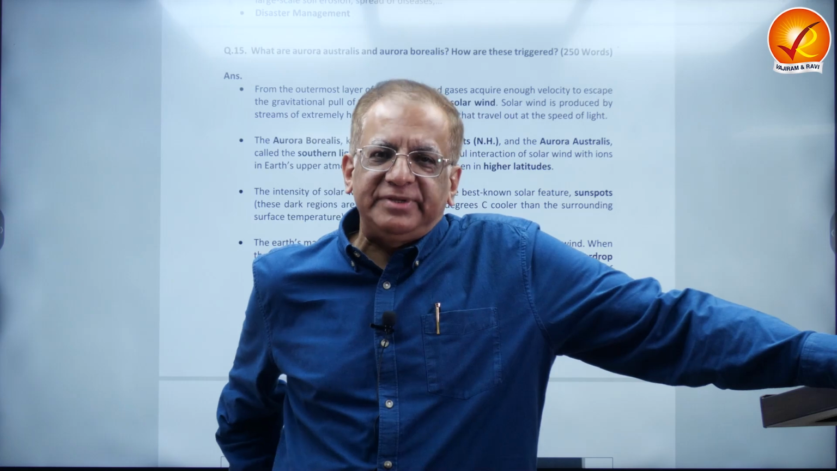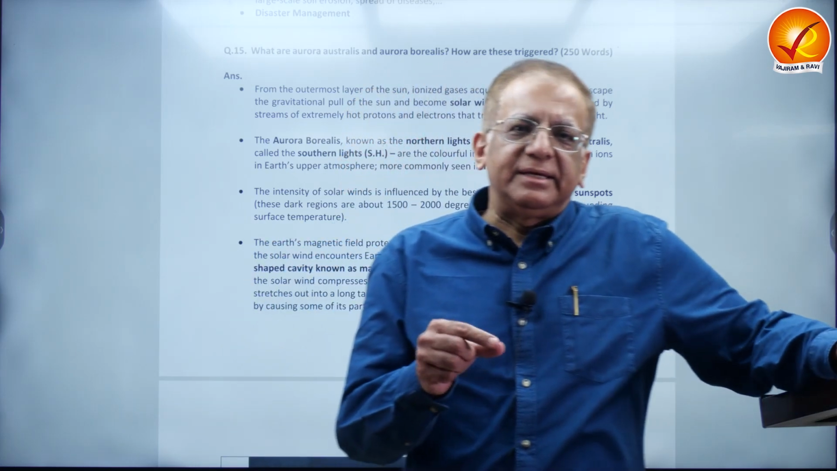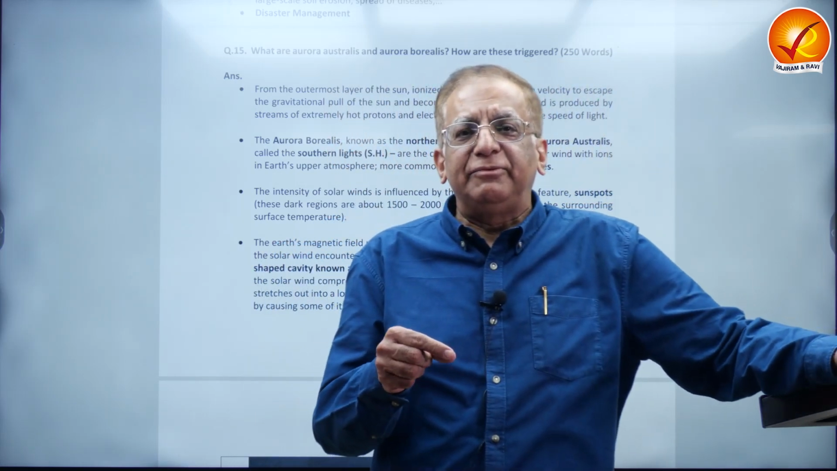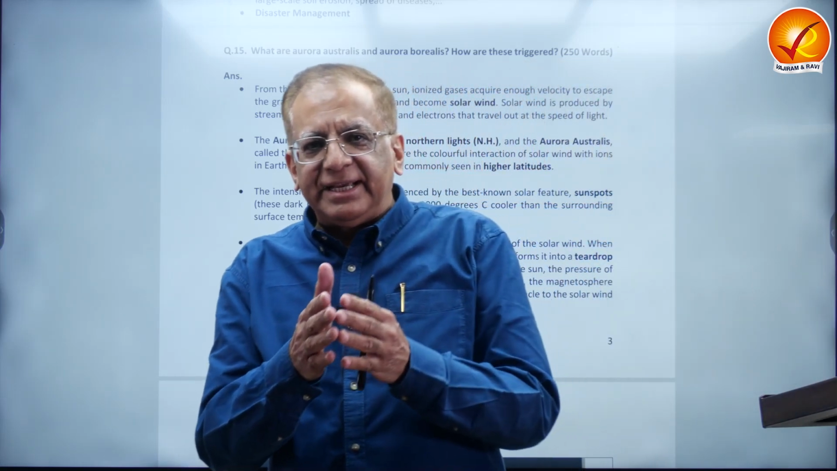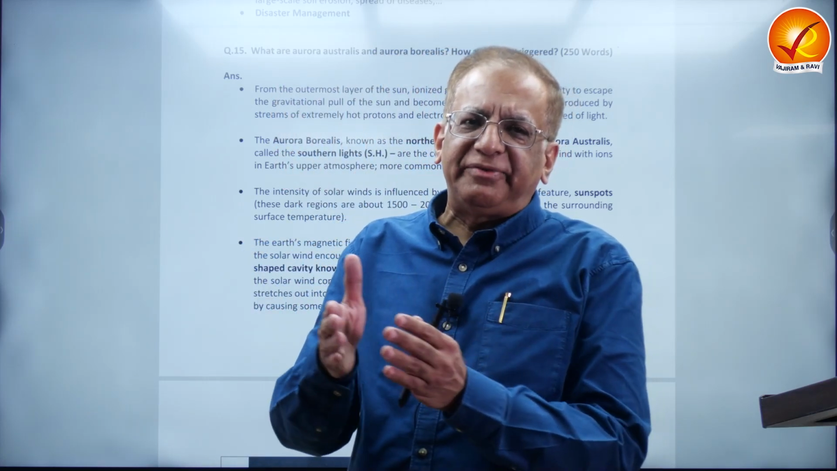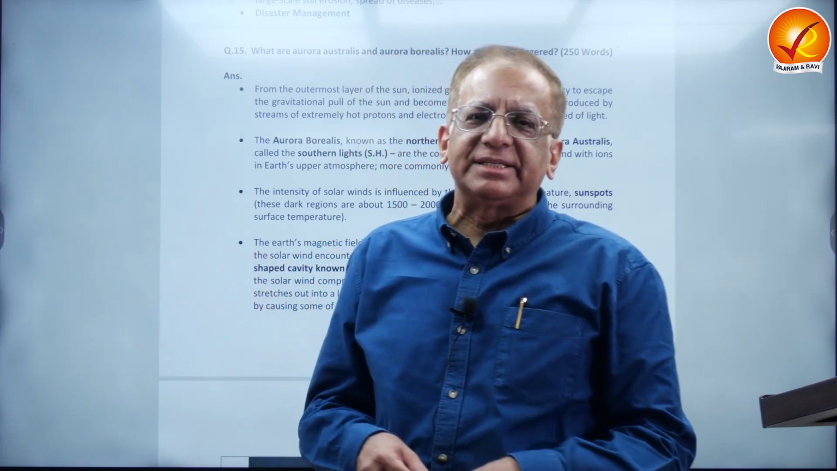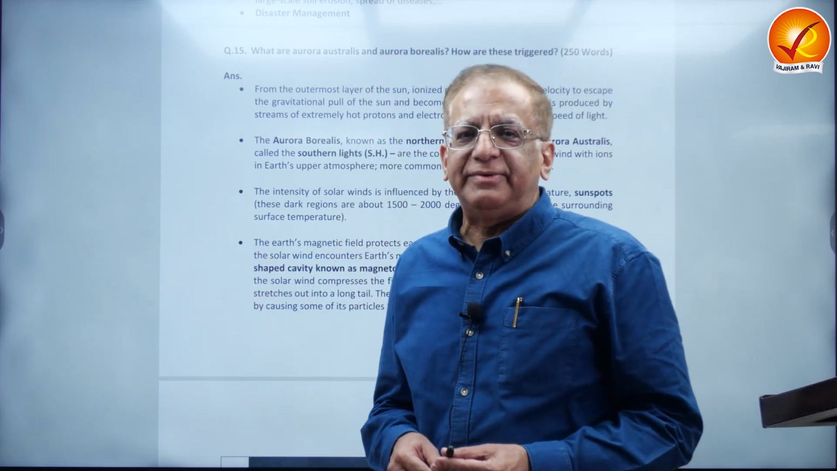And when they de-excite, they emit certain radiations in the visible range, and those are what we see as the colors. Depending on the gas, if it is oxygen, you may have green and red shades, and if it is nitrogen, then you have red and violet shades. There is a phase when the light fades and then strengthens again, and such variations give a beautiful sky when this event happens.